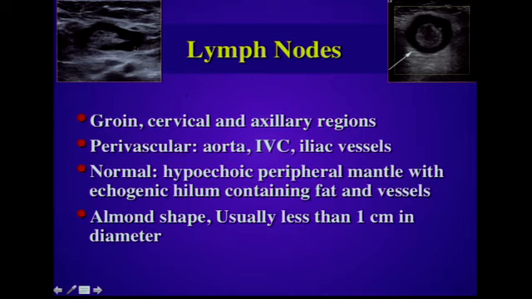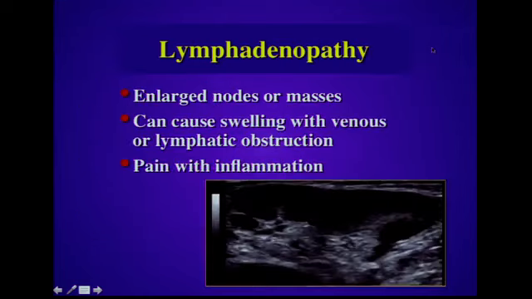So in the example in the top left-hand side here, you see the longitudinal view, and then on the axial view you can appreciate the peripheral hypoechogenicity and the central echogenicity related to the hilum. Lymphadenopathy is identified as a large area of enlarged lymph nodes or masses. They may cause swelling due to venous or lymphatic obstruction, and when inflamed, can cause underlying leg or extremity pain.